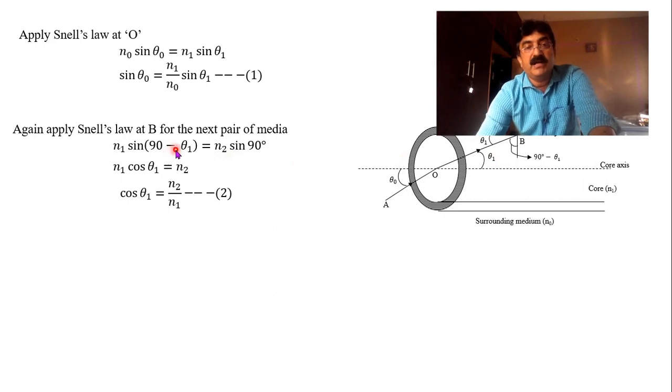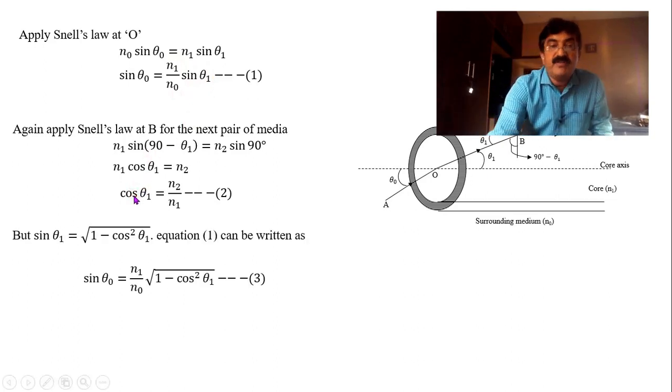So n1 sin of 90 minus theta 1 is equal to n2, that is this medium, n2 into sin 90, that is the angle of refraction. Well, after a little bit of calculation, we get this equation. Sin of 90 minus theta is cos theta, sin 90 is 1, so I have n1 cos theta 1 equals n2. Next, cos theta 1 is equal to n2 by n1. Remember, I want to replace this sin theta. For that, I take the help of cos theta.